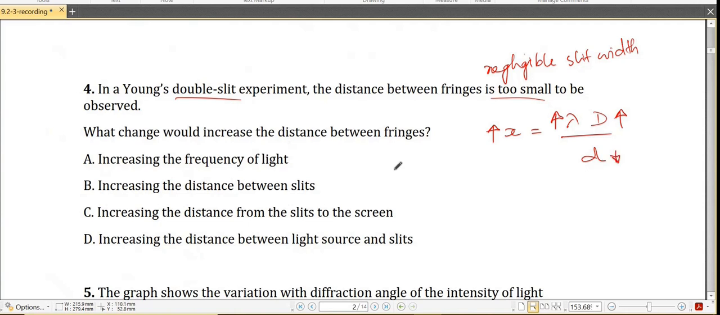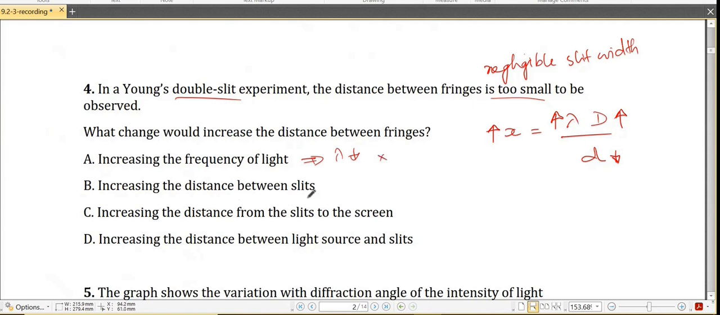Before even looking at the options, this is the first thing you should do. So it becomes easy for you. Increasing the frequency of light. When you increase the frequency of light, what happens? The lambda decreases. So no way, it's not possible.